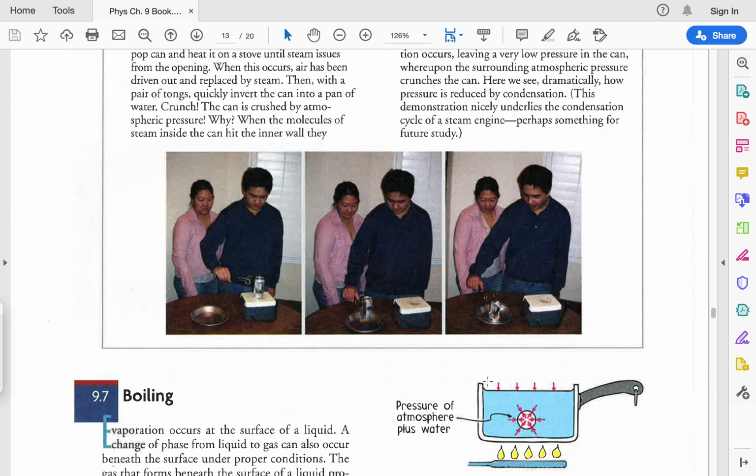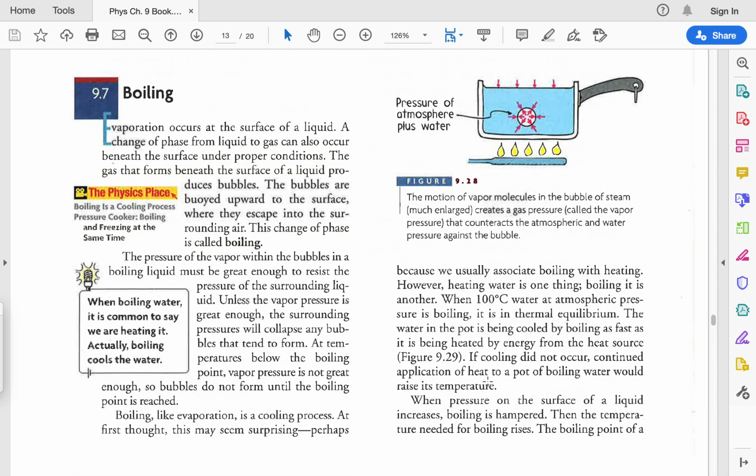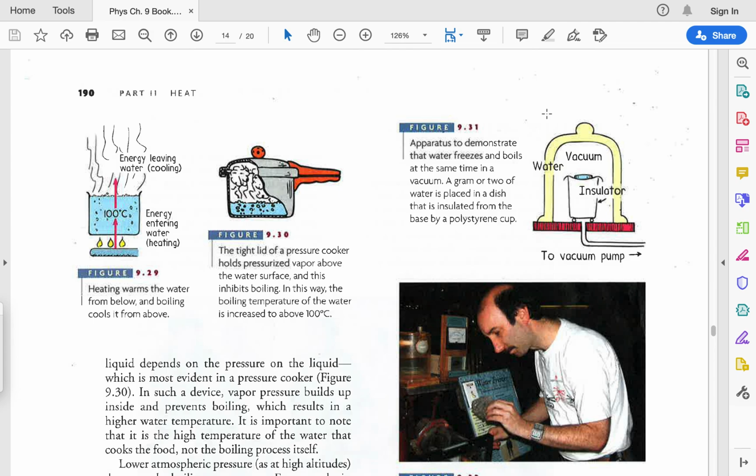Moving on. Boiling is basically evaporation, except you are adding heat to it to create gas. So boiling is again going from liquid to gas, but you're not doing it on the surface. You are doing it throughout the substance.